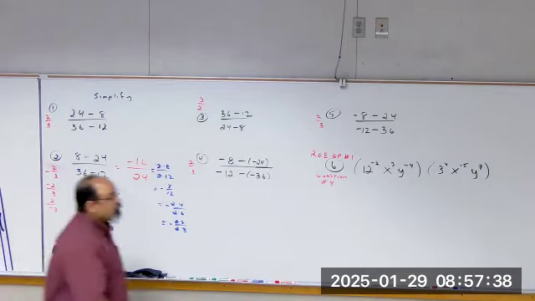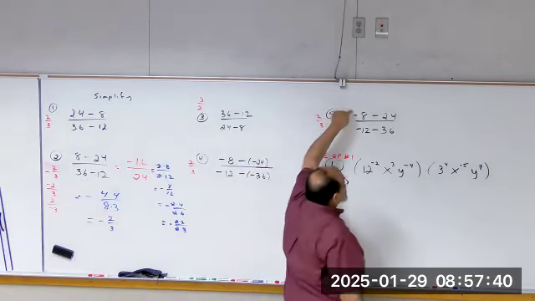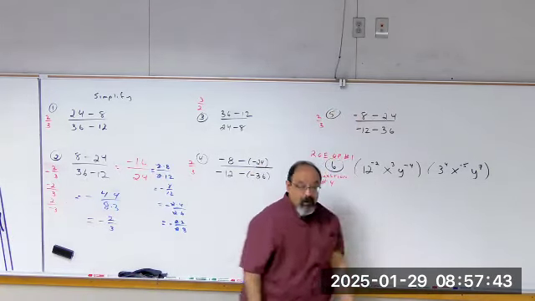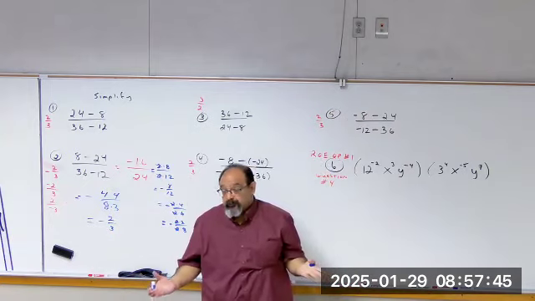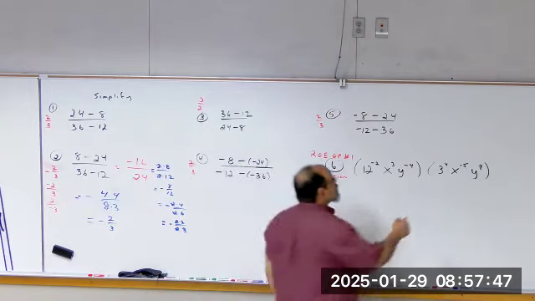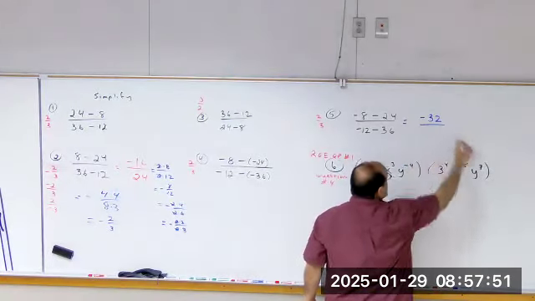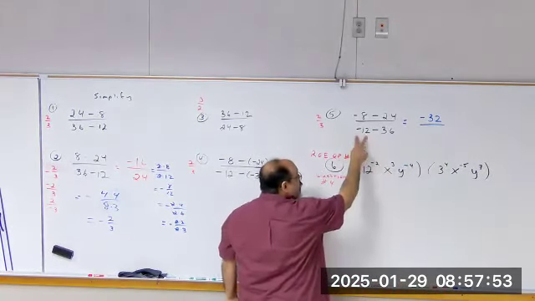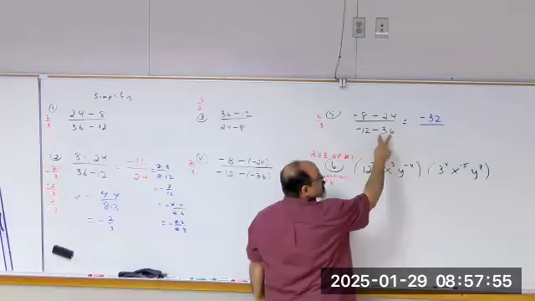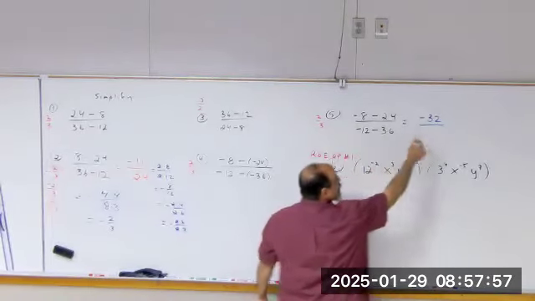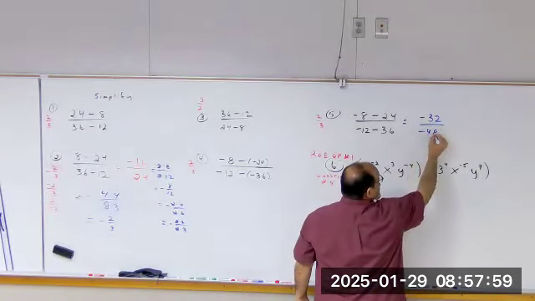Number 5, you lose $8 and you lose $24 more. So how much have you lost? $32. It's a negative. This is a negative 32 over, you lose $12, then you lose $36. So how much have we lost? That's a negative 48.